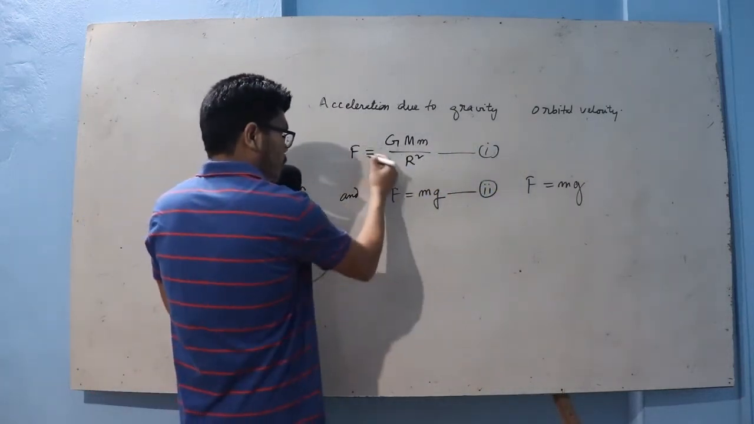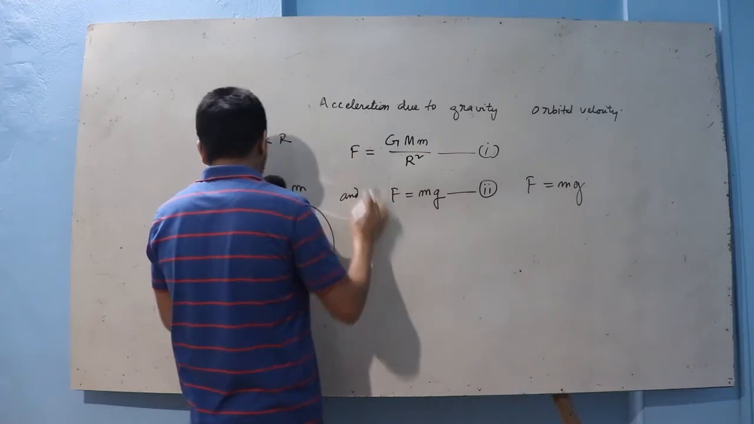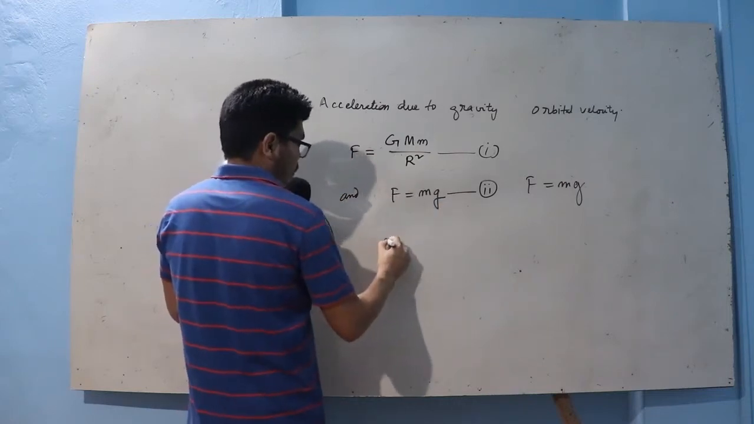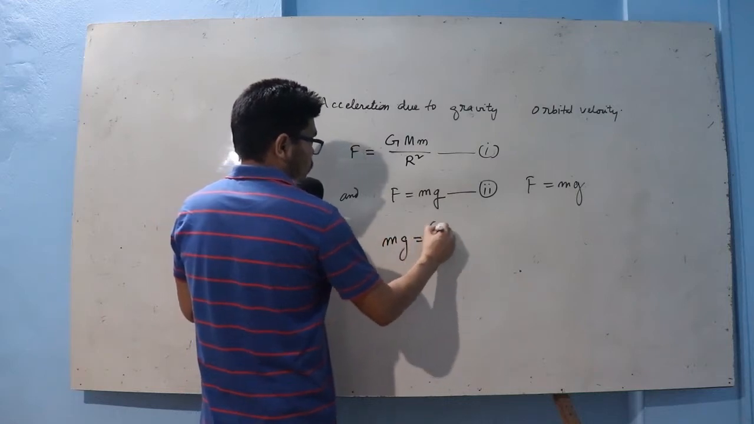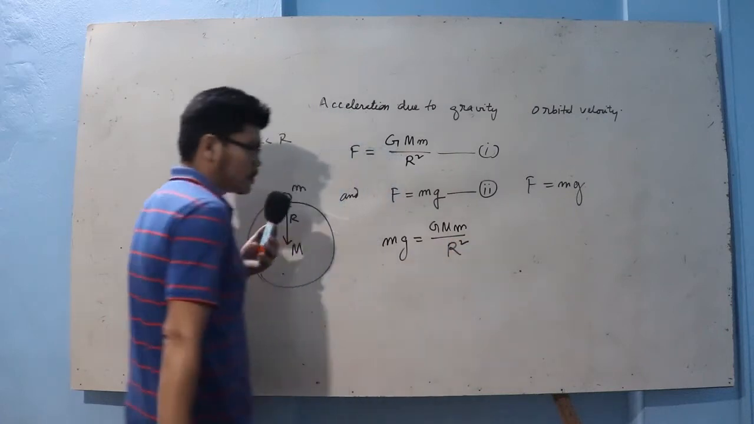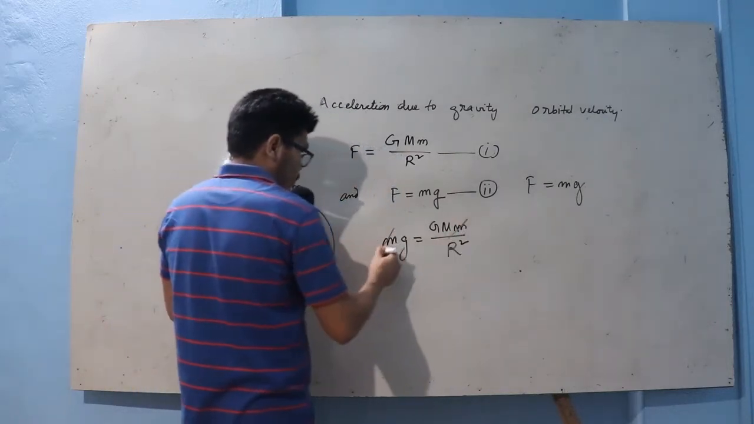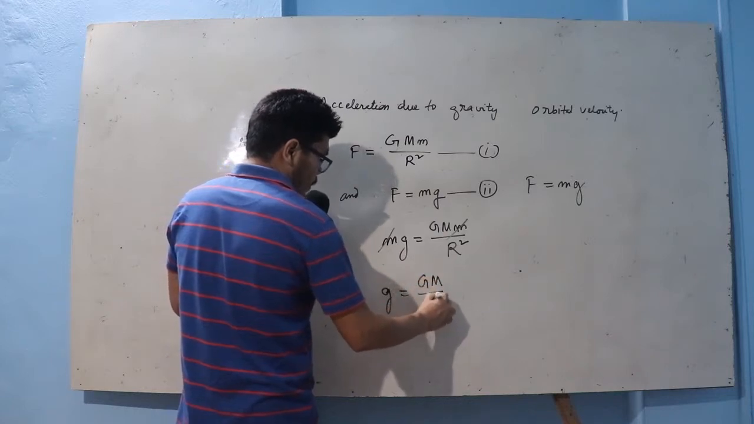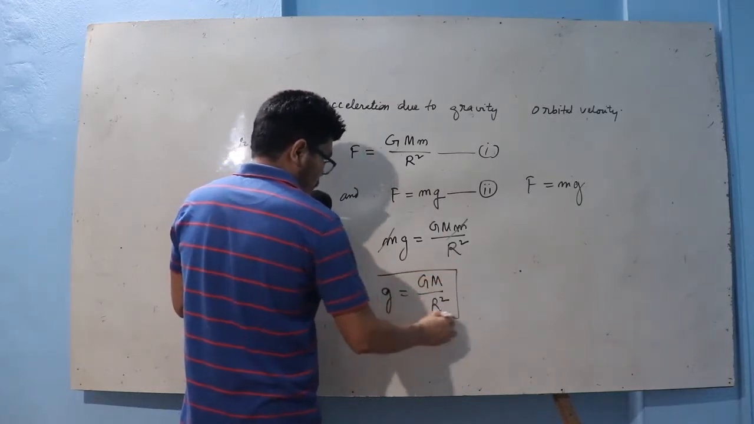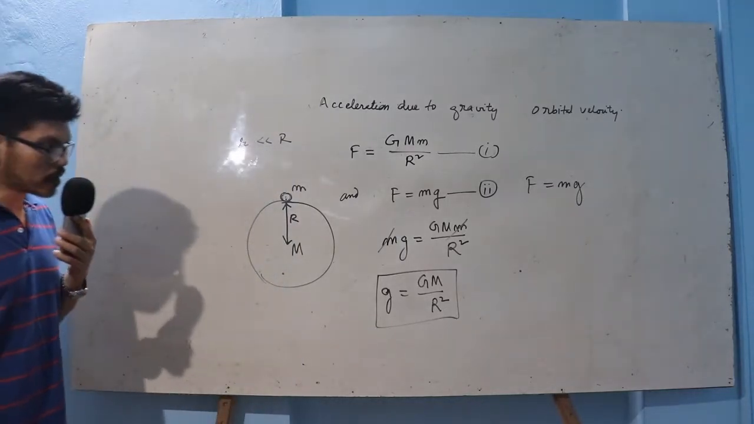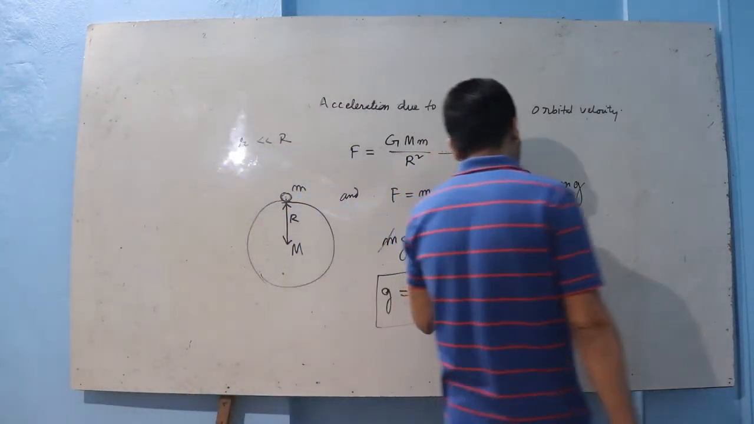When you make a comparison, because both equations represent force, you can equate them. After equating, you have m g is equal to G M m divided by R square. So these two m cancel, leaving g is equal to G M by R square. This is the equation for acceleration due to gravity.